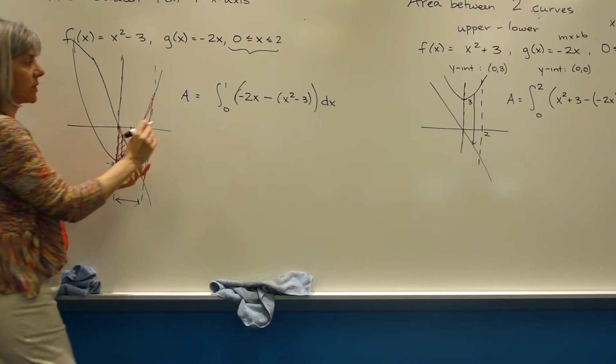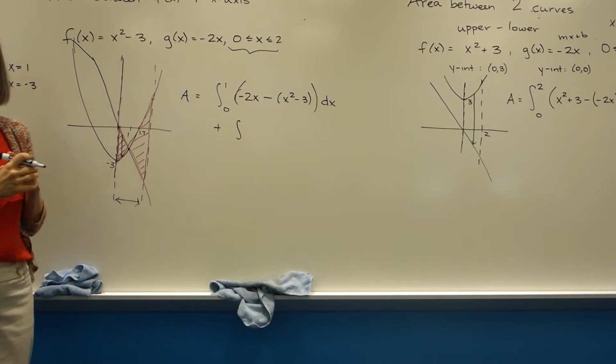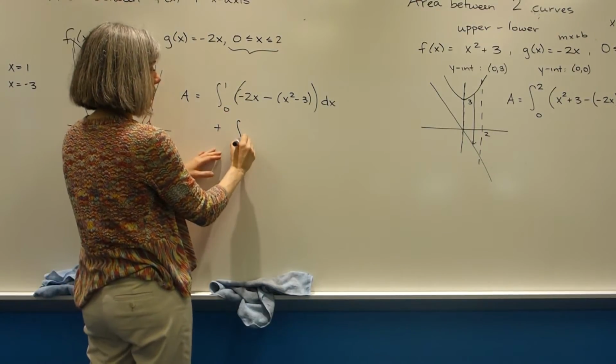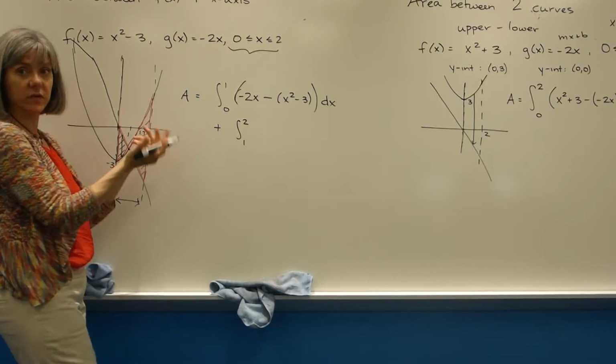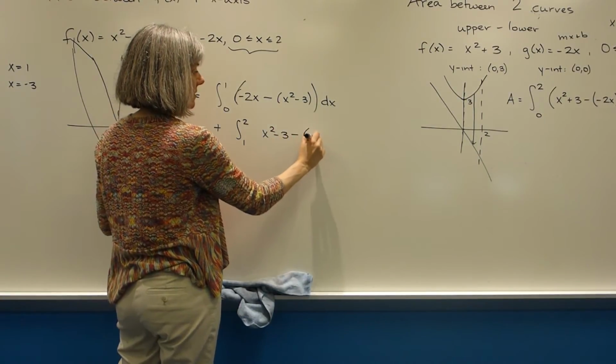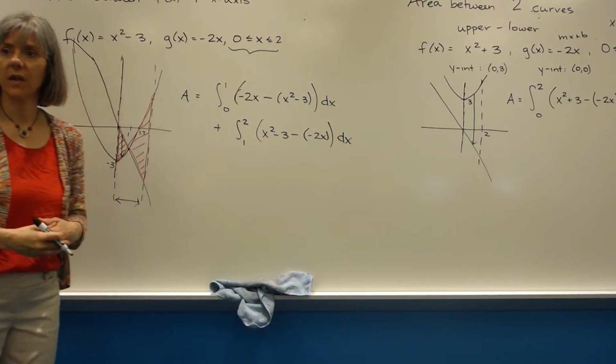The second area then is what? Yeah, so we're going to go from 1 to 2, that's this part, and the top curve is going to switch, right? So we're going to have x squared minus 3 minus negative 2x. And then we just crank that out.